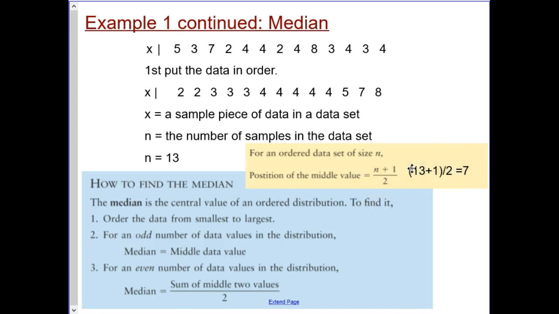So in this case, I've got 13 sample points in my data set. 13 plus 1 is 14. 14 divided by 2 is 7, which means the seventh value from either end, upper or lower end, is the median. 1, 2, 3, 4, 5, 6, 7. Or I could do it from the other side. Let me get out my fancy highlighter.